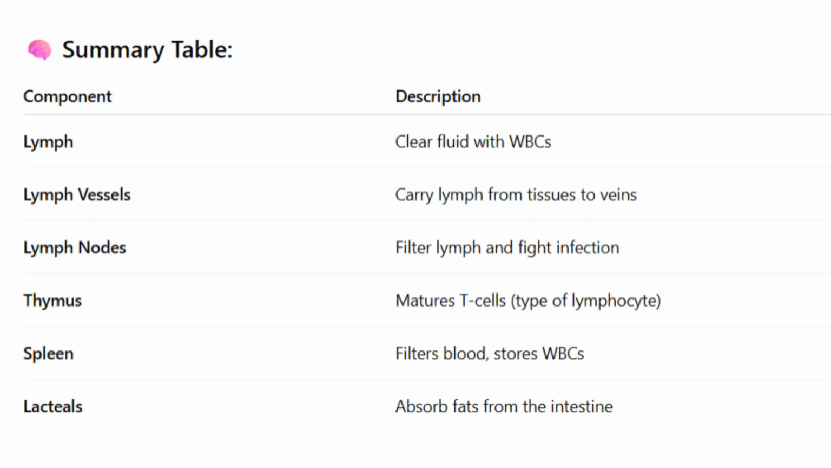Summary table. Component and description. Lymph: clear fluid with WBCs. Lymph vessels: carry lymph from tissues to veins. Lymph nodes: filter lymph and fight infection. Thymus: matures T cells, a type of lymphocyte. Spleen: filters blood, stores WBCs. Lacteals: absorb fats from the intestine.